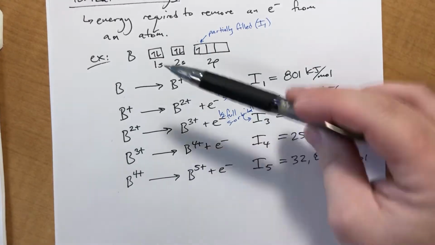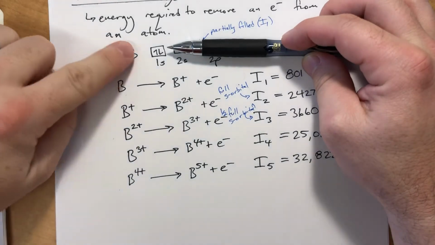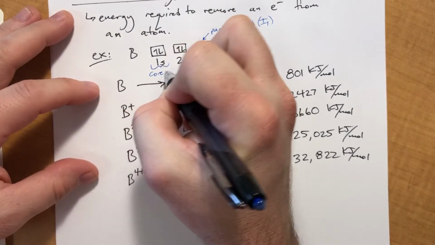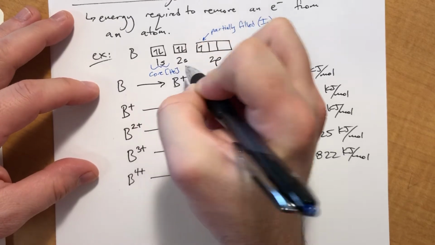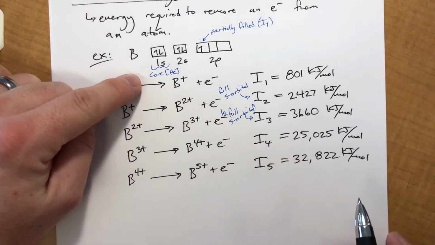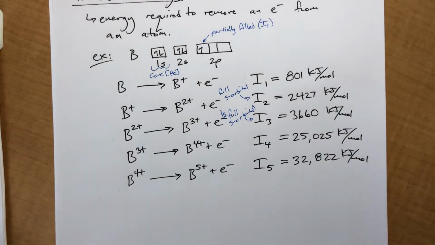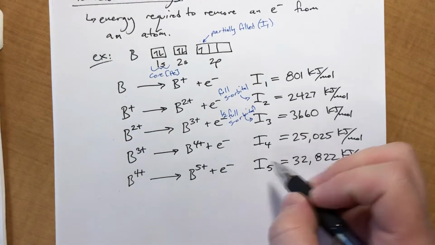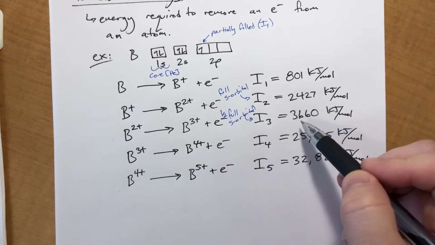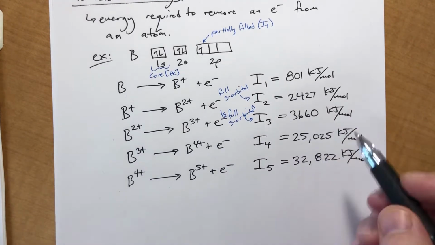I4, we have ripped off all of those, and all we have left is this. These are core electrons. This could be abbreviated as a helium. Core electrons do not come apart. They do not come off. They do not form charges. Now, the reason we're seeing it went from 800 to 2400 to 3600, and now all of a sudden it jumped up to 25,000.